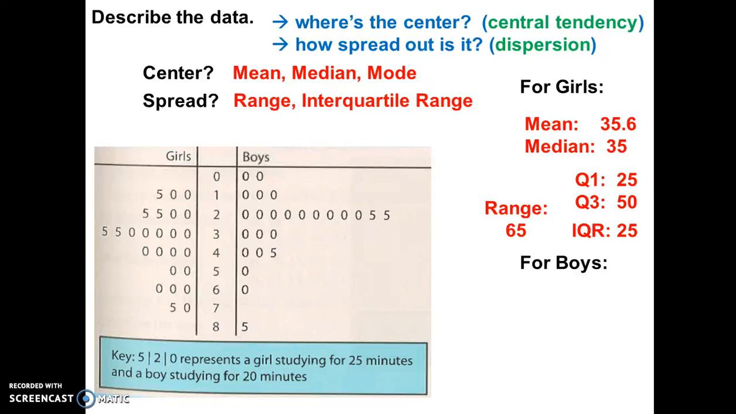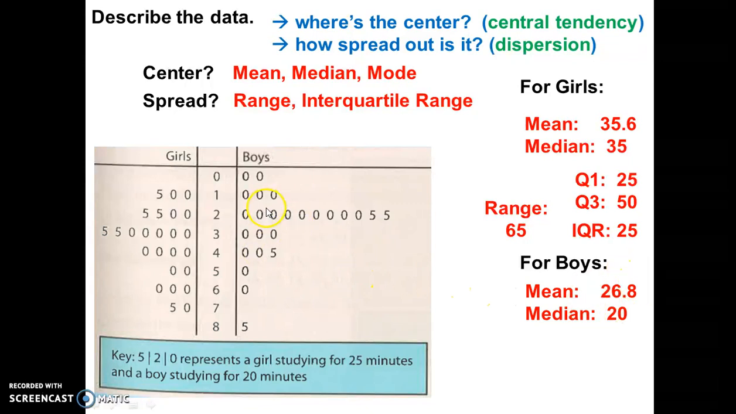Now let's find for the boys, begin with the mean and median as well. The mean is 26.8. So again, you added up all these study times. For example, there's two boys that had 0, so you did 0 plus 0 plus 10 plus 10 again, plus 10 again, plus 20, plus 20, and so on and so on. Added all those up, divided by 25, because there's also 25 in this data set, and you got 26.8.